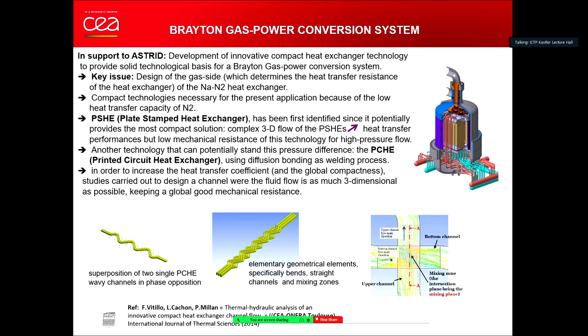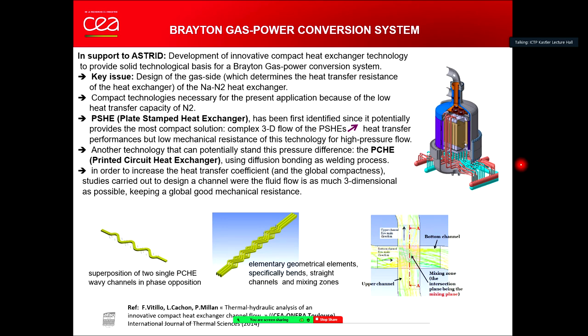This is also the reason why there is an interest, even in CEA, in an energy conversion system based on supercritical carbon dioxide. You know that there are some studies about these systems in order to develop a more efficient energy conversion system based on supercritical carbon dioxide.